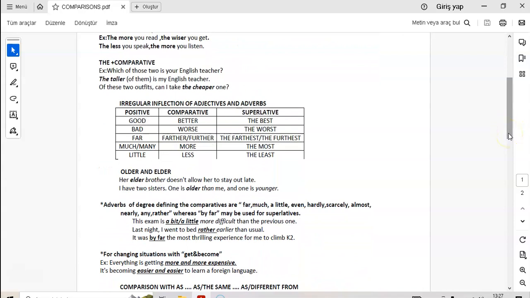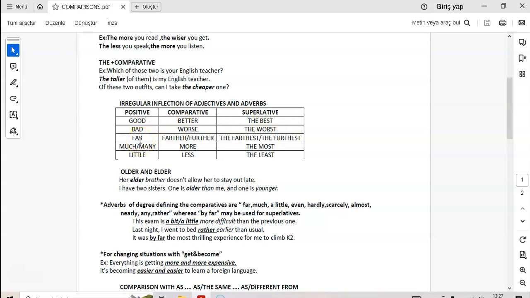And what about irregular inflection? Not all the time can we use the most, the EST or ER structure. Sometimes there are some inflections. What are they? Good becomes better and the superlative form is the best. Bad becomes worse and the superlative form is the worst.